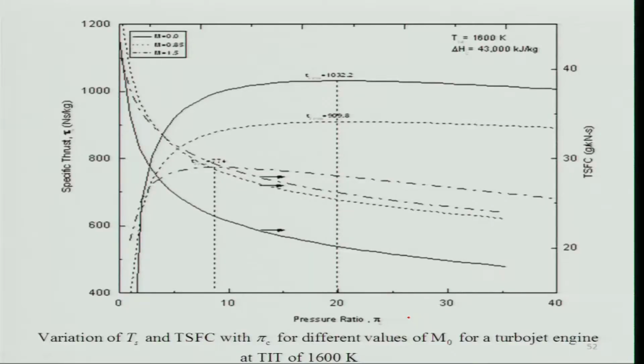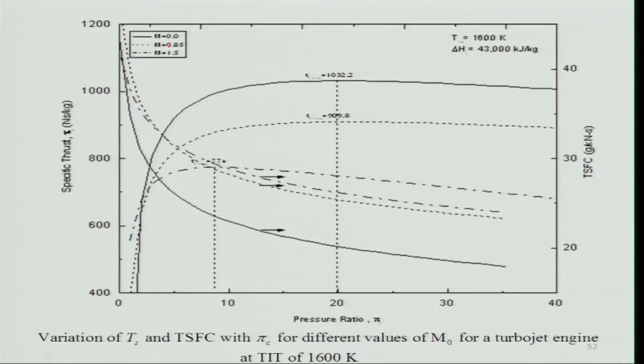So what we are looking at is the specific thrust being plotted on the y-axis, and the pressure ratio plotted on the x-axis for a turbojet engine which has a turbine inlet temperature of 1600 Kelvin, right? And we are also varying the Mach number. As I told you, three cases we have taken, representative cases. One is the sea level condition, or you can say static condition, right? Another is 0.85 flight Mach number, and the other is 1.5.